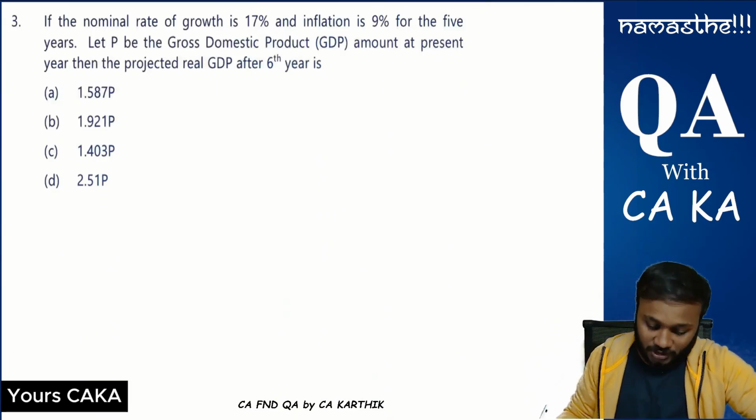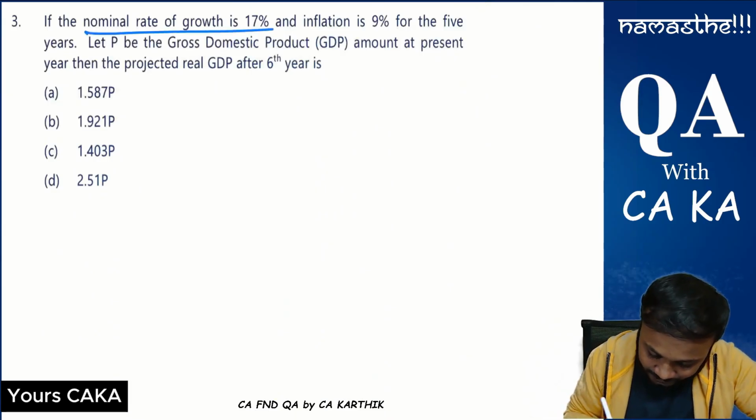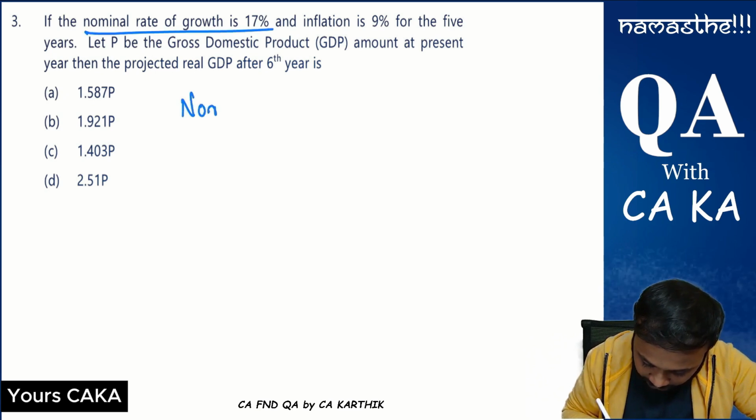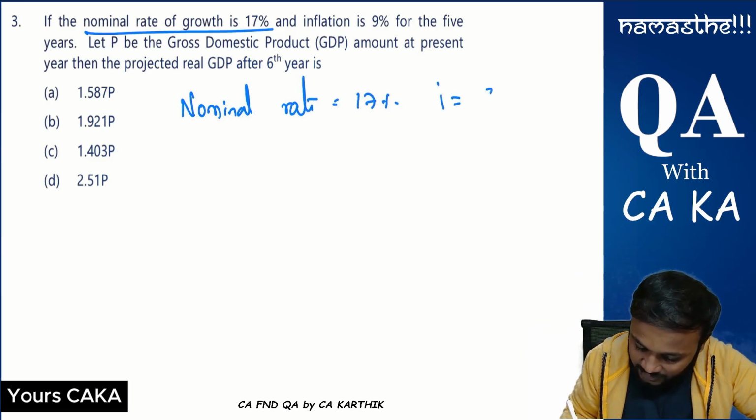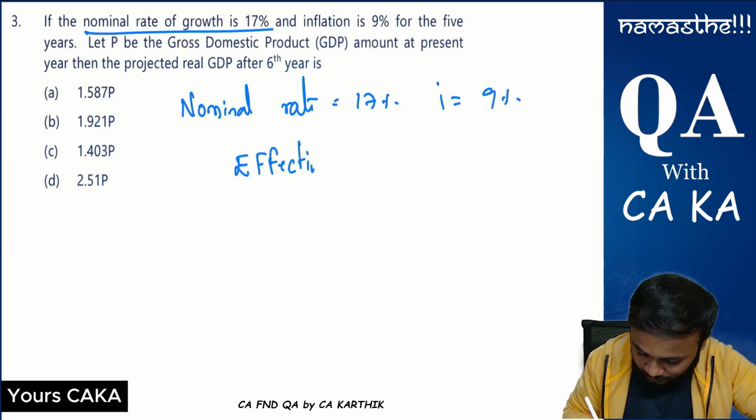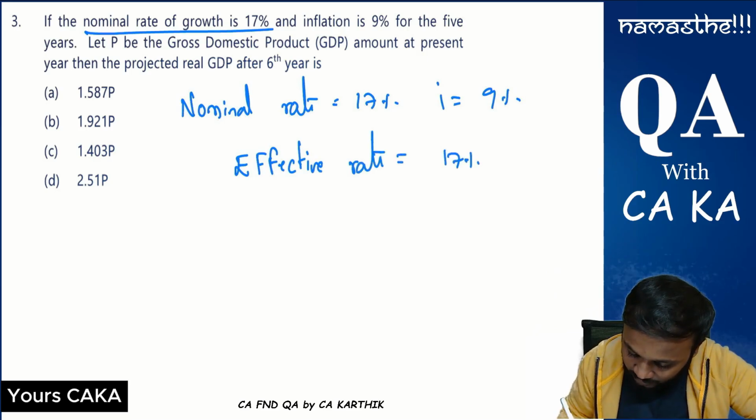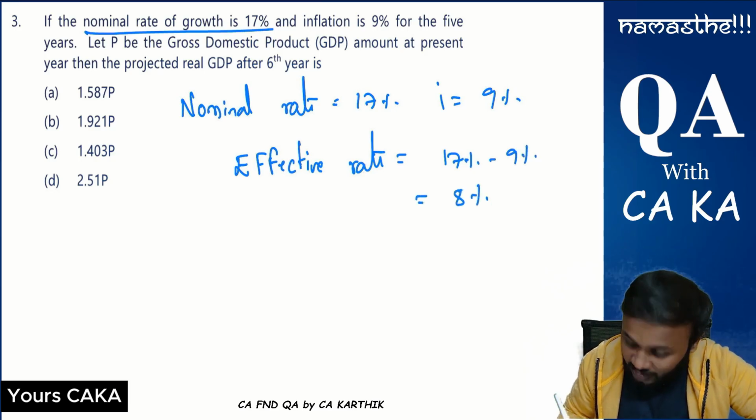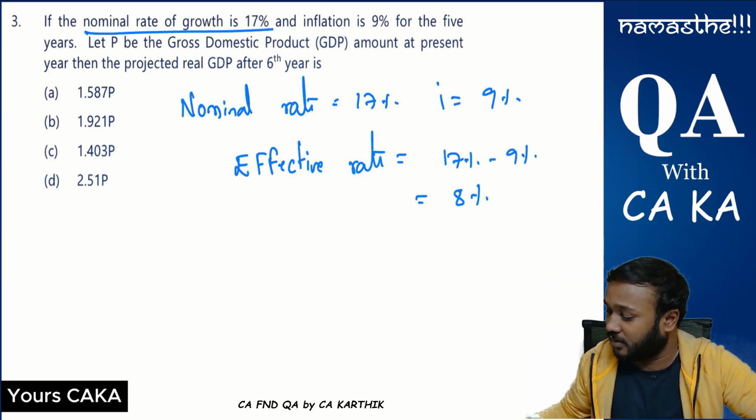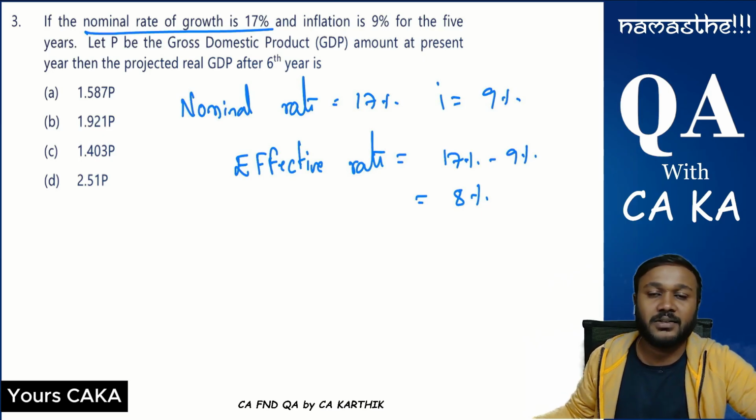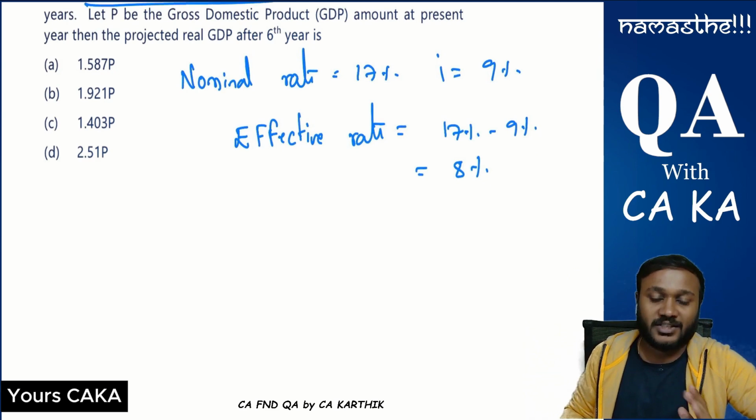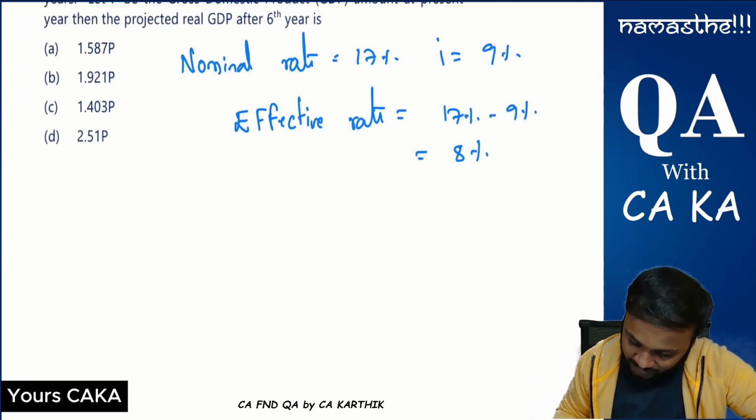So third question. The nominal rate of growth is 17% and inflation is 9%. Whenever inflation and nominal rate are given, we need to take the effective rate. Let's calculate that first. The effective rate is nothing but nominal rate minus inflation, which is 17% minus 9%, which will give 8%. Cross-check in your calculators, even if you're sharp in this. In examinations, you may miss, so don't give a chance for mistakes. So the effective rate is 8%.